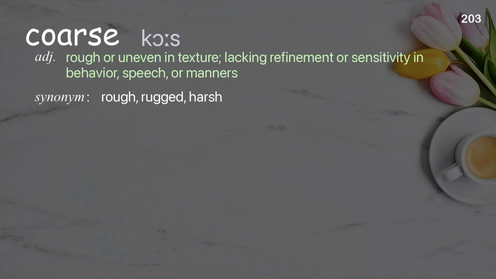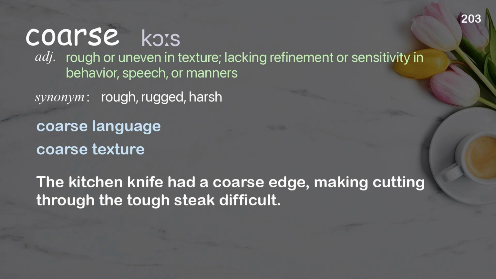Coarse. Rough or uneven in texture, lacking refinement or sensitivity in behavior, speech, or manners. Examples: coarse language, coarse texture. The kitchen knife had a coarse edge, making cutting through the tough steak difficult.